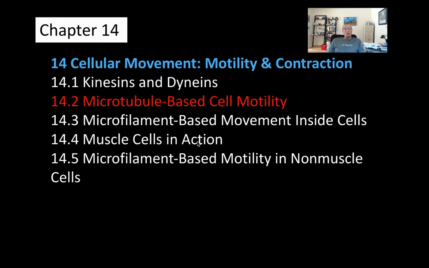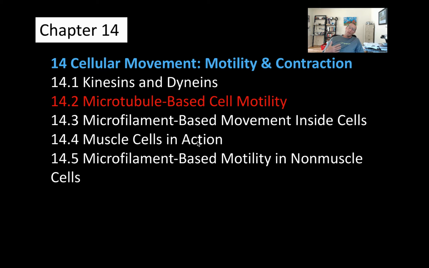Welcome back. This is our second part of cellular movement, motility and contraction, and this time we're going to look at microtubule-based cell motility. Microtubules are crucial for movement of cilia and flagella, and those are the motile appendages of some eukaryotic cells. Flagella are significantly less common, and cilia are found on a number of cell types in a variety of tissues, and those cells have to move fluids across their surfaces.